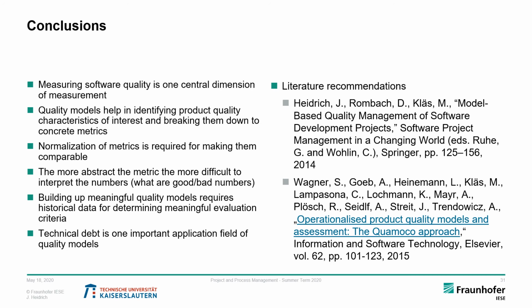Building up a meaningful quality model requires historical data for determining meaningful evaluation criteria. You have seen that in our automotive example, where we did not have sufficient data. We can tweak a little bit around and do pair-by-pair comparisons and do a little bit of calculation there. But at the end, you really have to establish a historical database for doing some statistics and then analyze what are meaningful thresholds. That's one way to analyze your own data.